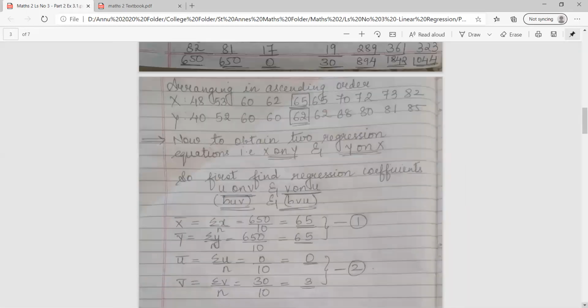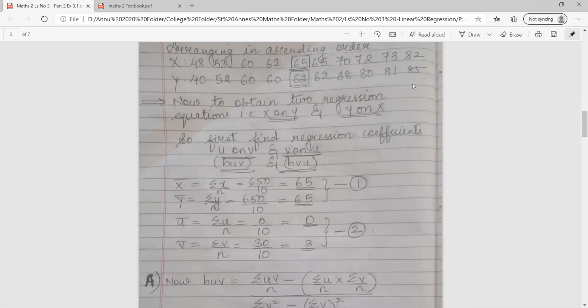So after you're completing the table, you know what you have to find out, the two regression equations, that is x on y and y on x. But as you all know class, for regression equations, you need regression coefficients, that is byx and bxy. But class, as we are using change of origin method, so what are we going to take? Instead of x, we'll be replacing it by u, and instead of y, we'll be replacing it by v. So the first four things which we always find out is x bar, y bar, u bar and v bar.